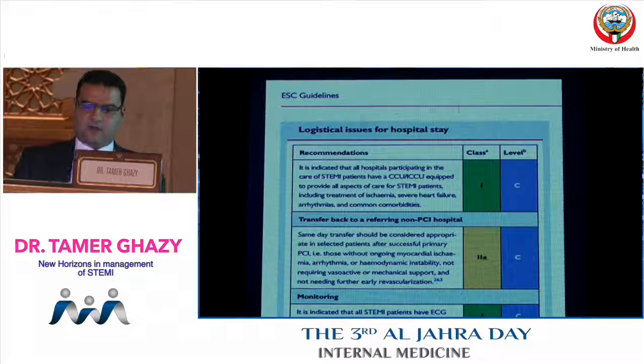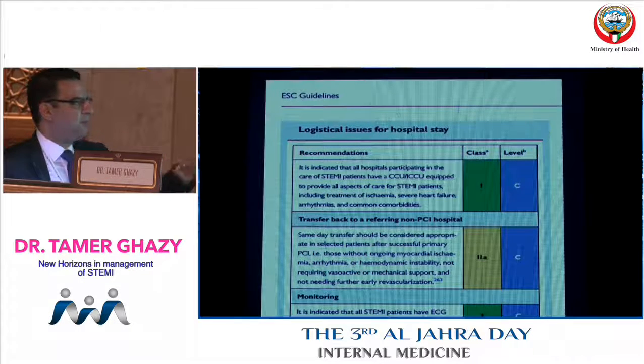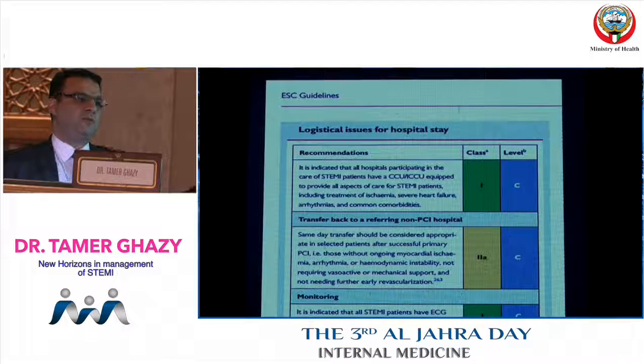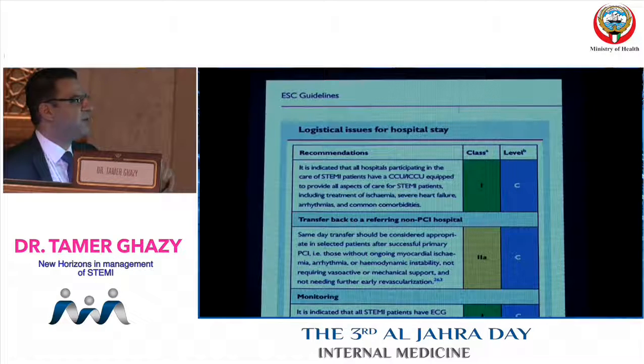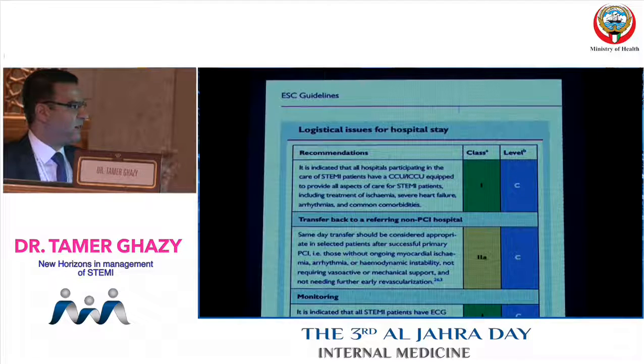A very important logistic issue for hospital stay. It is indicated that all hospitals participating in the care of ST elevation MI patients should have CCU or ICU transfer back to a referring non-PCI hospital. Now, you lyse your patient, transfer immediately to the PCI-capable center. Then comes the time to transfer the patient back to the non-PCI hospital. Same-day transfer should be considered appropriate in selected patients after successful primary PCI: those without ongoing myocardial ischemia, arrhythmia, or hemodynamic instability, not requiring vasoactive or mechanical support, and not needing further revascularization. You can transfer the patient the same day of primary PCI.